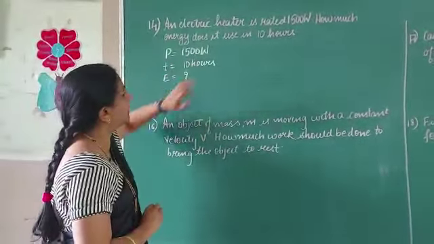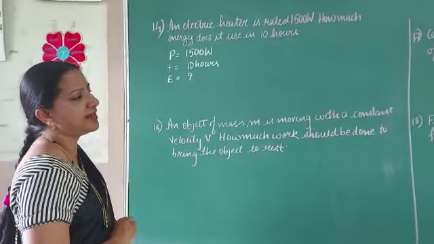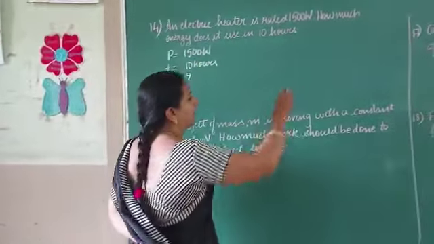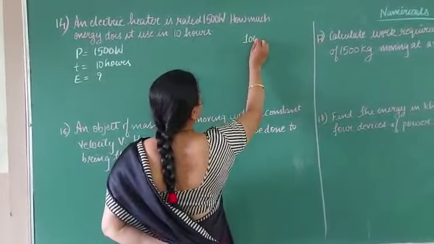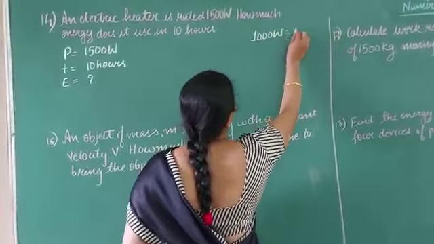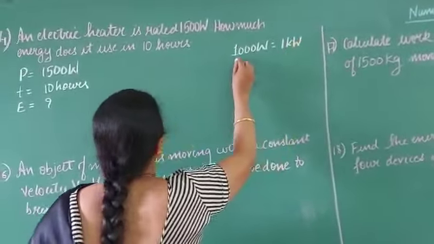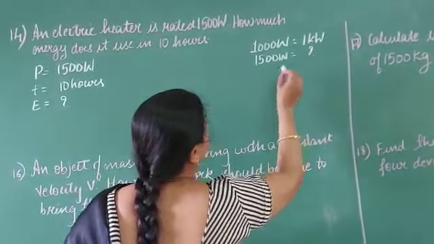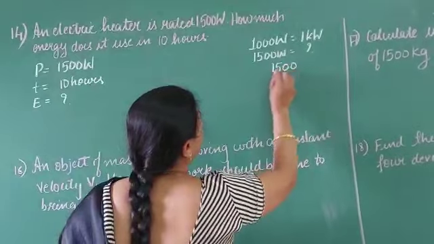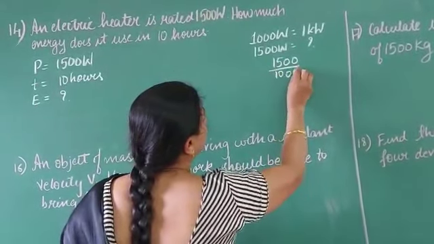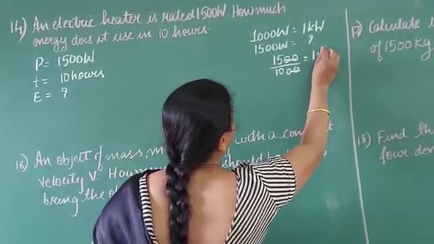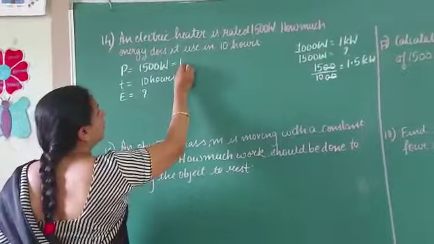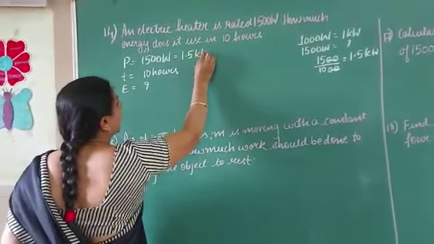Now first this power has to be calculated in kilowatts. We cannot take watt, and this is hours. This has to be in kilowatt. So you know that 1000 watts is equal to 1 kilowatt. Therefore, 1500 watts is equal to how much kilowatt? So it will be 1500 divided by 1000. So it will be equal to 1.5 kilowatt. Okay.